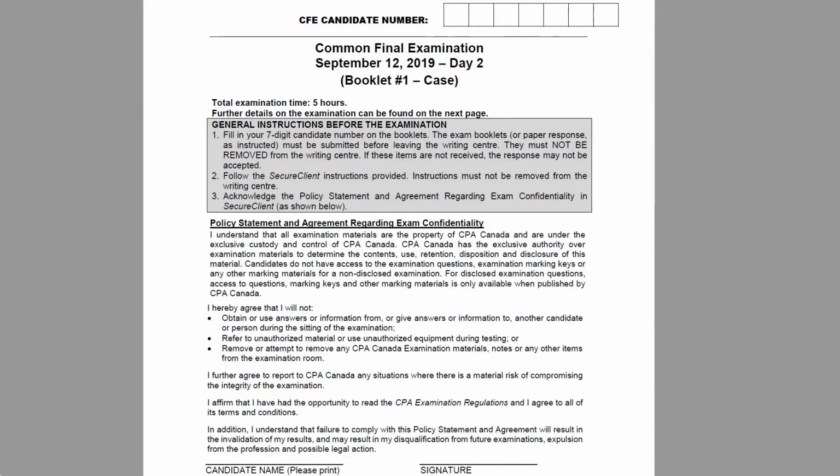Lengthwise, the Day 2 case is about 40 pages long. You heard me right, 40 pages. You should expect to write about 10 to 15 pages, not counting the Excel quants. Let's go through a sample Day 2 case. On the front of the booklet, you'll see the exam regulations. You just have to sign and put your candidate number.